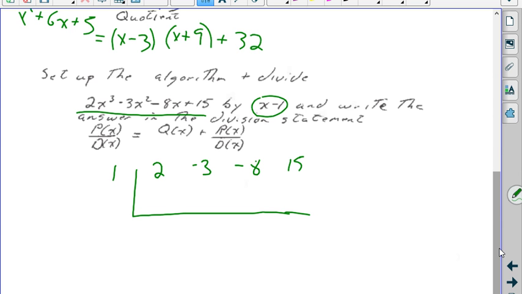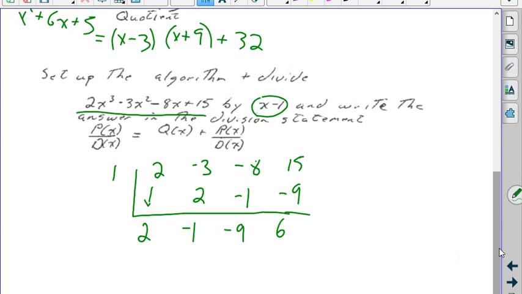Because I'm going to divide x into 2x cubed, I'm going to get 2 down here. So I'm just going to drop that 2, because it's always going to be the same when you do synthetic division. 1 times 2 is 2. Add them together, -1. -1 times 1, add them together, -9. Negative 9 times 1, bring that here, add them together, 6.